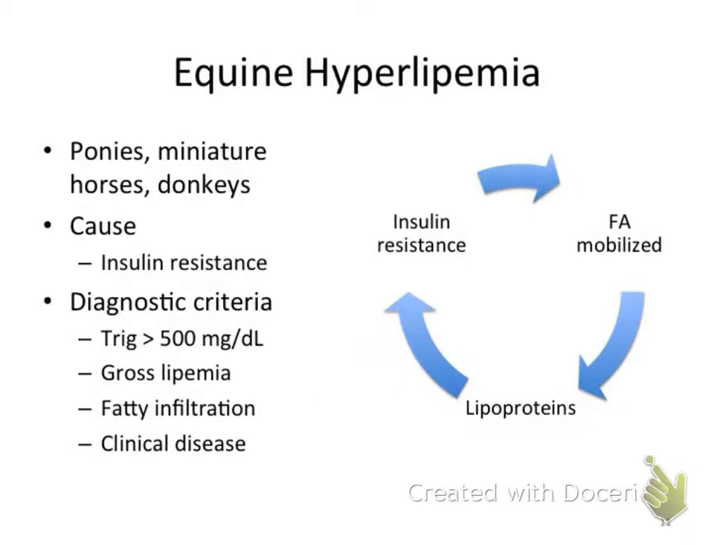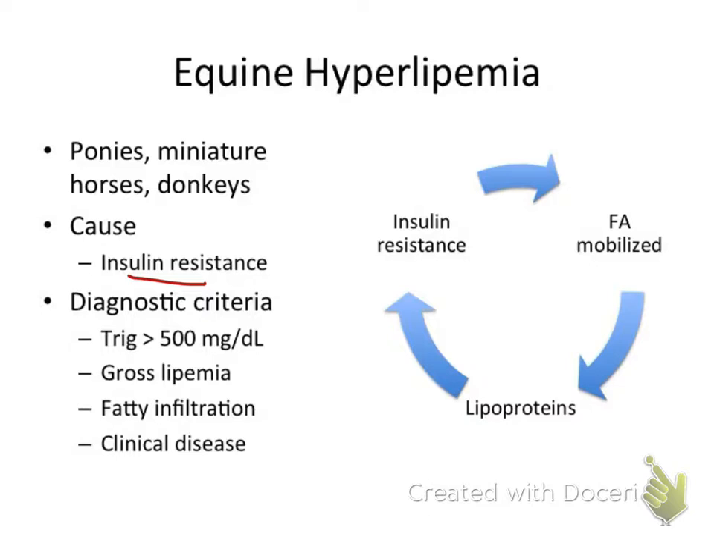Equine hyperlipemia most commonly occurs in ponies, miniature horses, and donkeys. The inciting cause is any cause of insulin resistance. So this includes states of fasting, physical inactivity, stress, or systemic inflammation. This insulin resistance results in mobilization of fatty acids from adipocytes. The liver then converts these fatty acids to lipoproteins, which then delivers fatty acids to various tissues.